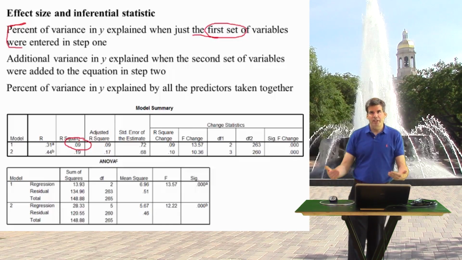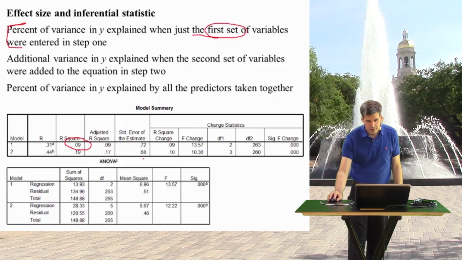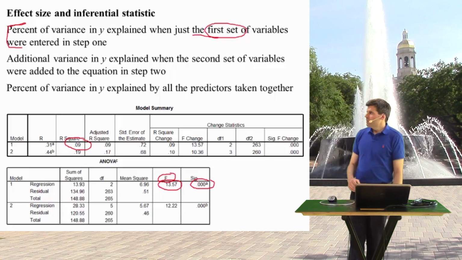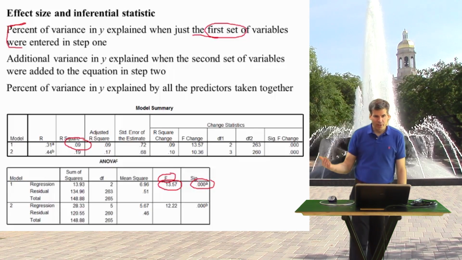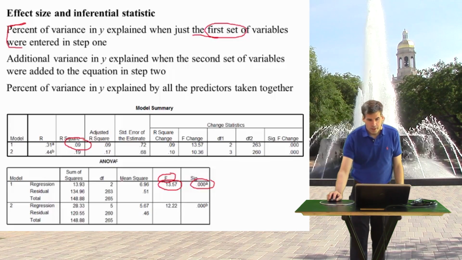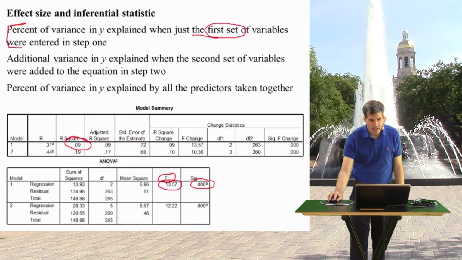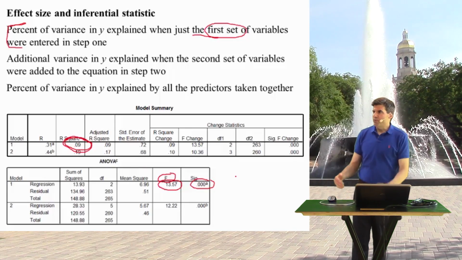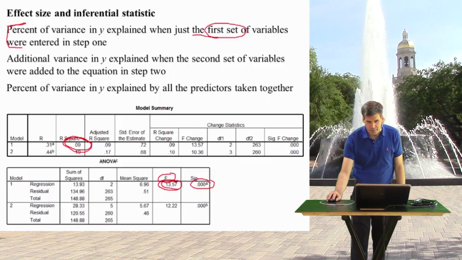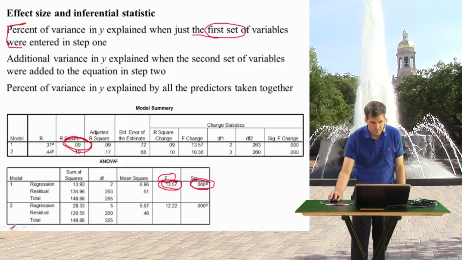How do we test the significance of that? We do that with an F test. So F is the name of the inferential statistic, and the value is 13.57, and the p-value is 0.000. So that first question, the percent of variance in y explained when the first set of variables was entered in step 1: our effect size, name r squared, value 0.09, name of inferential statistic F, value 13.57, and p-value 0.000.